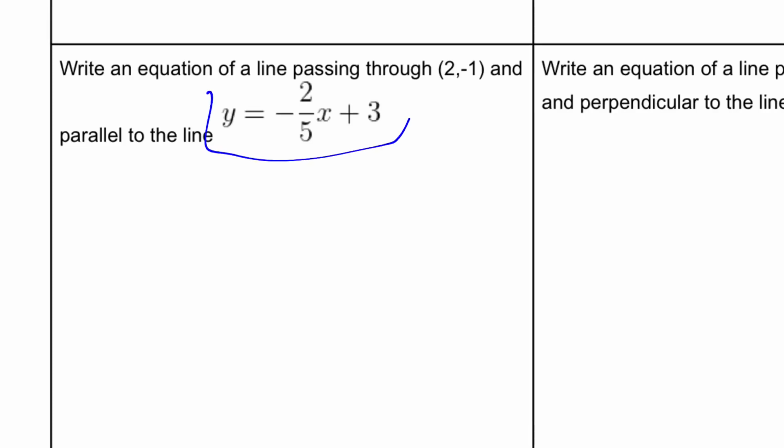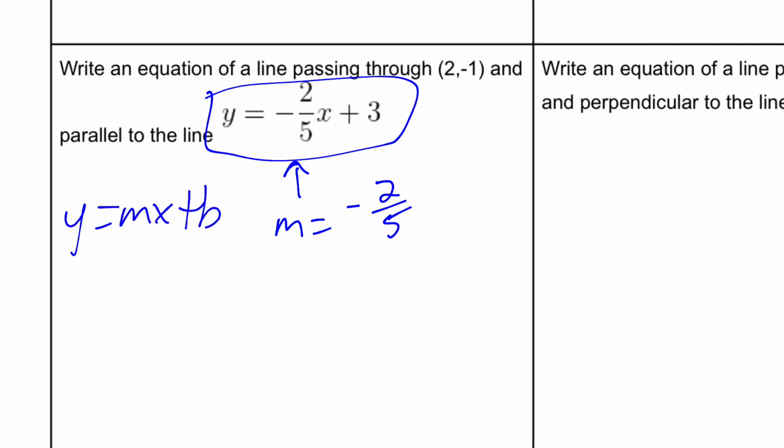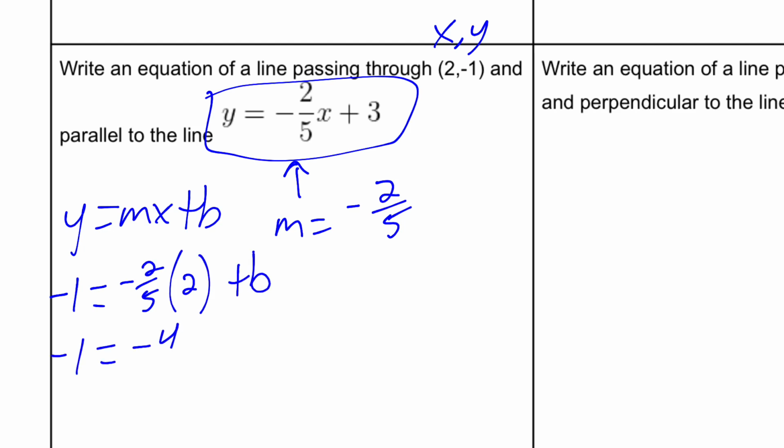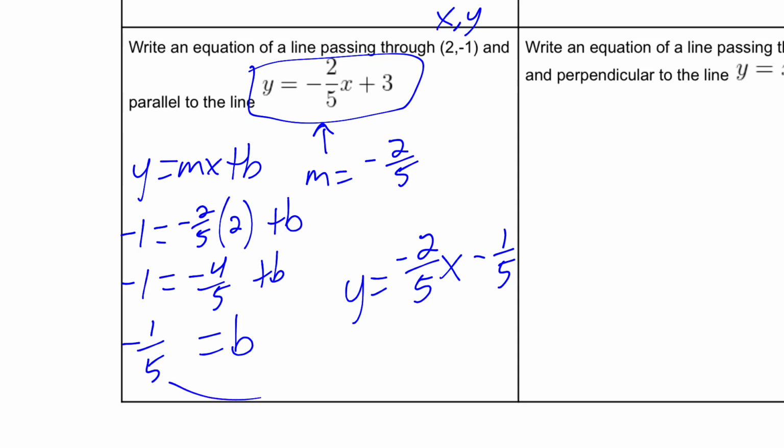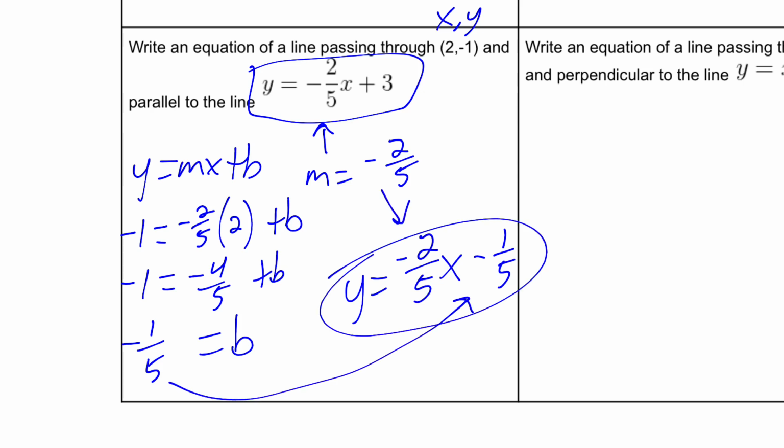So first of all, it's parallel to this line. That means that m is -2/5 because it has the same slope. So I start with y equals mx plus b, and I plug in x and y from the coordinate and m from the slope. So I have -1 is equal to -2/5 times 2 plus b. -1 is equal to -4/5 plus b. If I add 4/5 to both sides, I end up with -1/5 is equal to b. I put this all together, my slope first, then x, then my intercept. You had to write the equation, given the slope and the intercept.